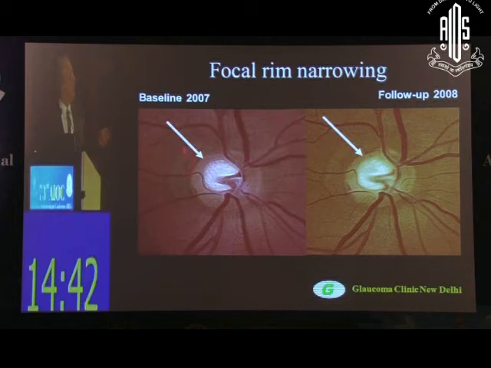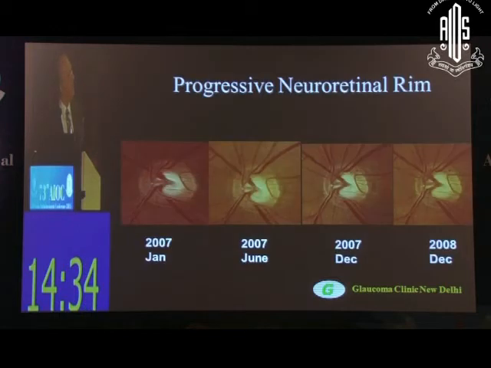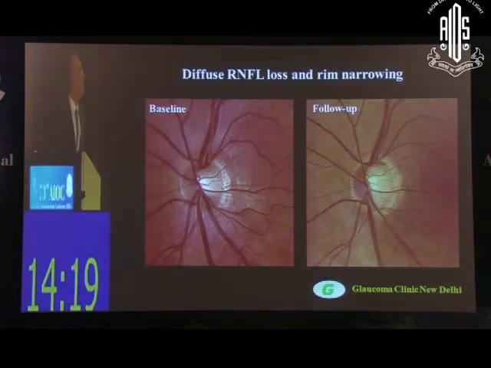Baseline examination in 2007, and then in 2008, there was a narrowing of the superior temporal neural rim here. Again, patient photographed in 2007, January, June, December, and then 2008, you find that there is a gradual narrowing of the superior temporal rim, which is happening there. All signs of progression. Take a look at this.